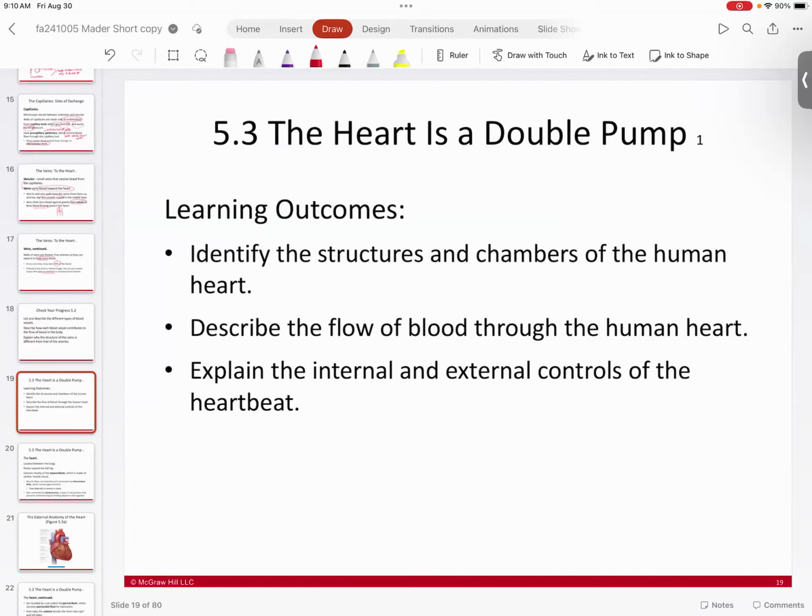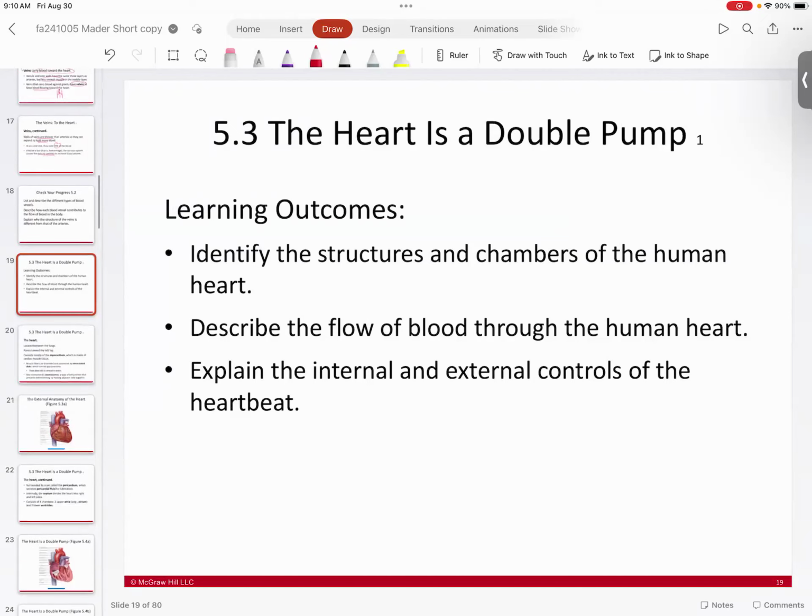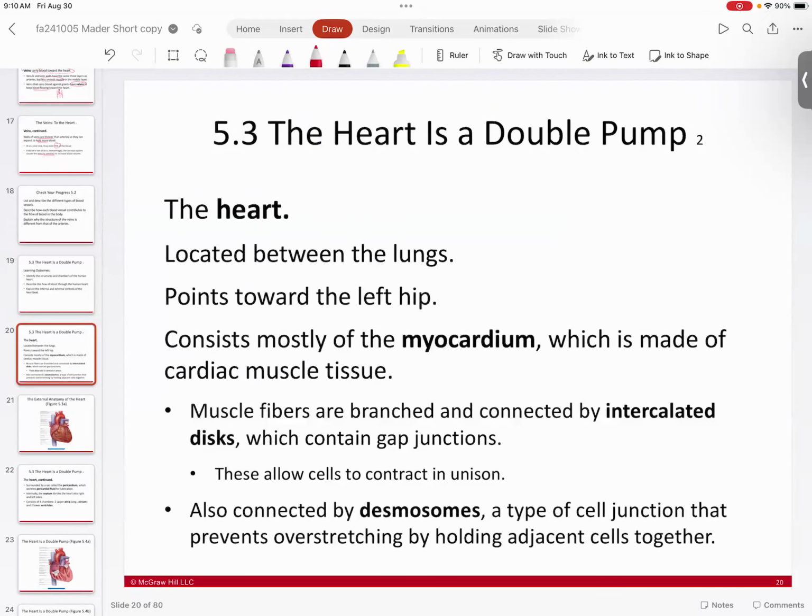Excuse me. So now let's take a look at the heart. We took a look at the blood vessels. Now let's take a look at the heart. So the heart basically is a double pump. It's got two sides, a right and a left side. It's going to be basically right in between the lungs, and essentially kind of points a little bit toward the left hip. And essentially, most of it is made up of what's called myocardium.